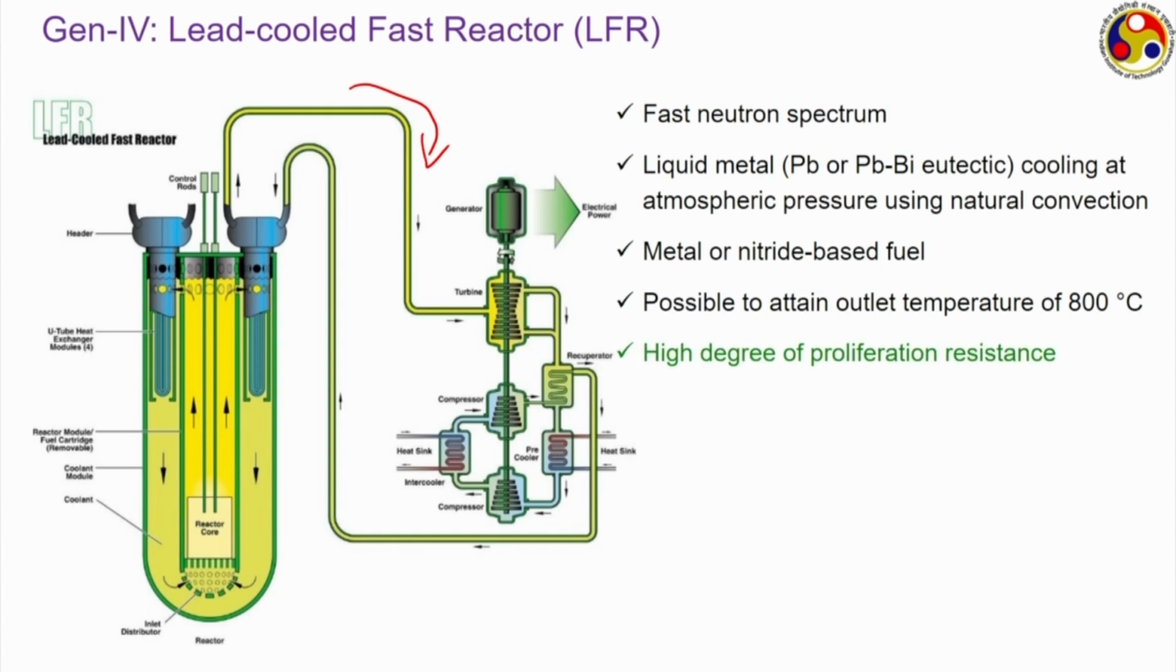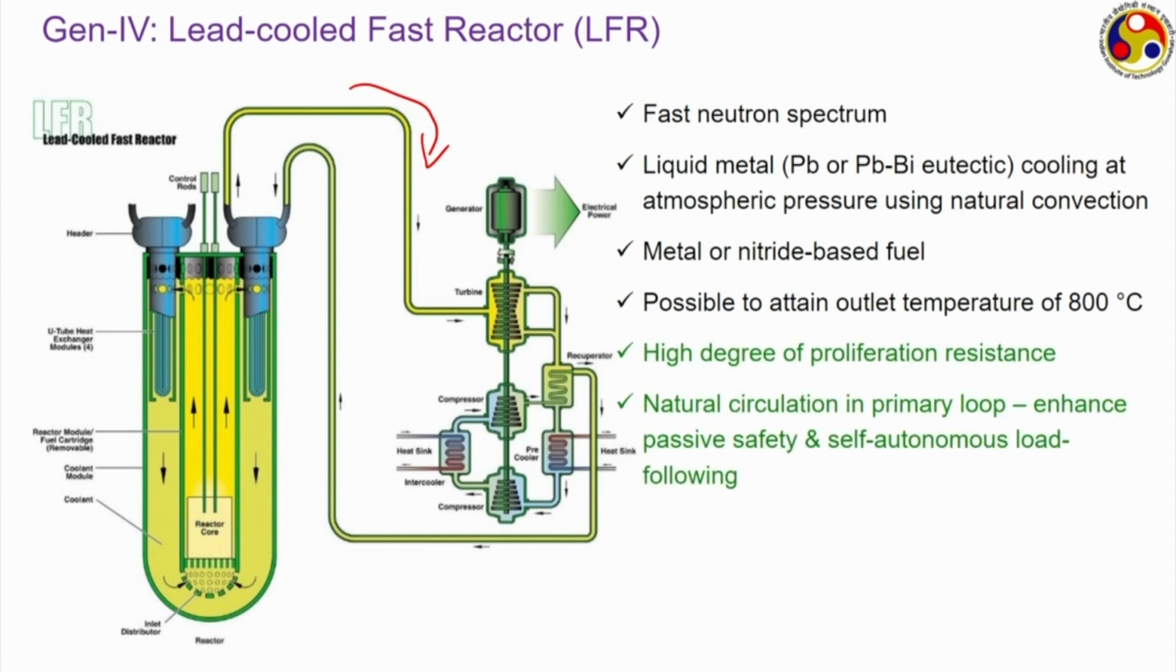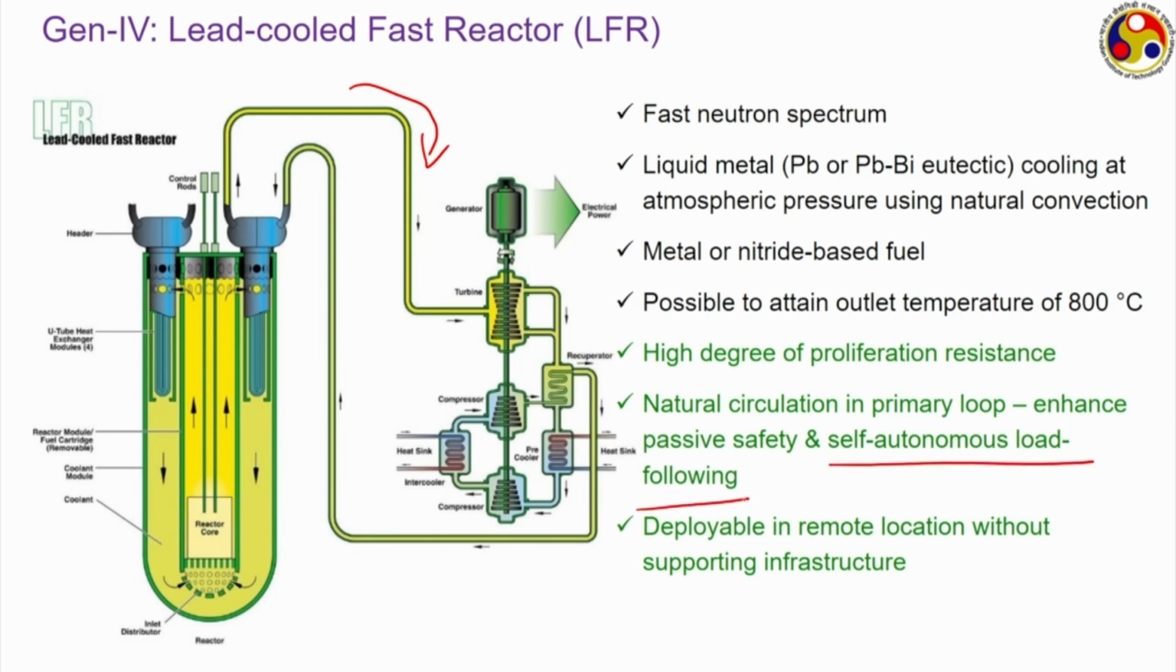It has very high degree of proliferation resistance, which is a big advantage of this one, and also it uses natural circulation loop. So, enhanced passive safety, no prime mover involved. So, there is no chance of failure because of electricity kind of issues. And finally, it can be deployed to very remote locations also without any kind of supporting infrastructure, because it is a self sustained plant, and it also has self autonomous load following capability. So, it does not require too much human intervention for its operation, another reason we can put it into remote locations.